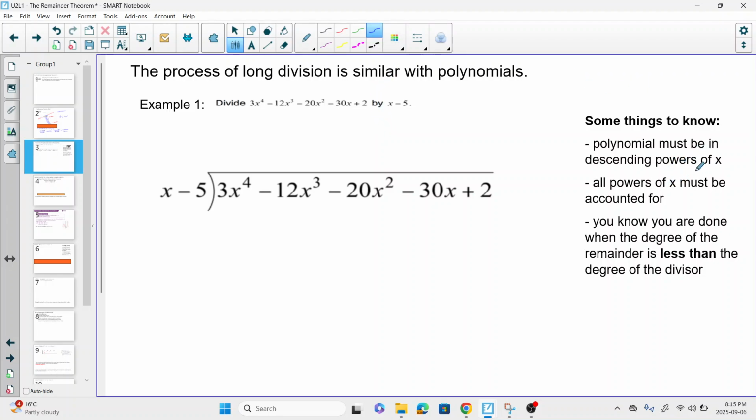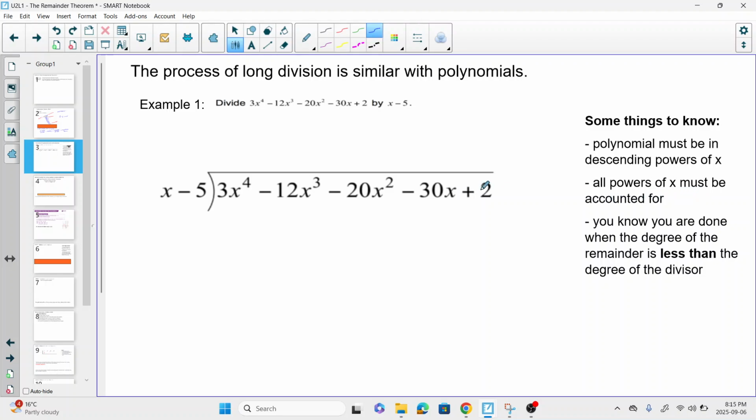The polynomial must be in descending powers of x. So for example, this has x to the power of 4 first, and then x to the power 3, x to the power 2, x to the power of 1. We don't write the 1. And then x to the power of 0. Again, we don't write x to the power of 0. But this is in descending powers.